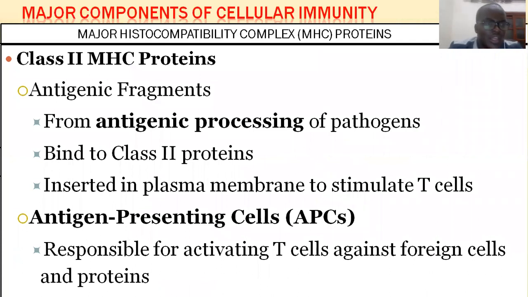So we proceed. Then you have class 2 major histocompatibility complex. You have antigenic fragments that are presented by the class 2 major histocompatibility complex. This is found within the antigen presenting cells. So from antigenic processing of pathogens by the macrophages or antigen presenting cells, they're going to bind to class 2 proteins, just like class 1, the same process. Then they'll be inserted in the plasma membrane to stimulate the T cells. So the T cells, we're talking of the T helper cells that will be stimulated by the antigen presenting cells. These are macrophages, natural killer cells, plasma cells.